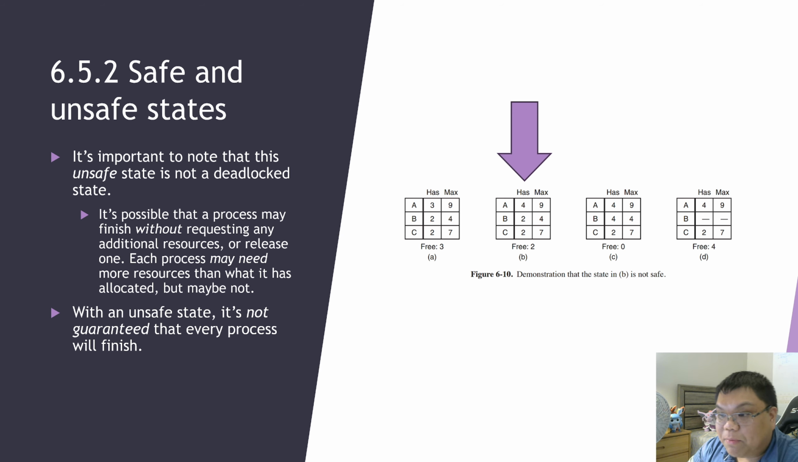It's possible that a process may finish without requesting additional resources, or it might end up releasing one. Each process may need more resources than it was allocated, but maybe not. The thing is, it is not guaranteed that each process will ask for more resources or not. That means with an unsafe state, it's not guaranteed that every process will finish, which conversely means it's not guaranteed that we'll end up in deadlock. So we gotta assume the worst with an unsafe state. Therefore, we need to avoid the unsafe state.